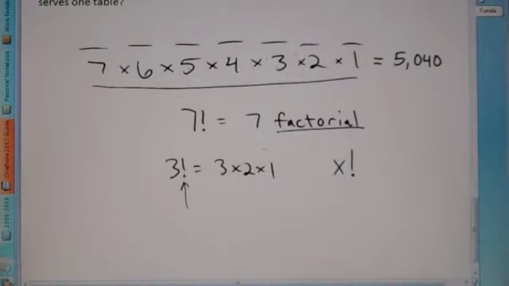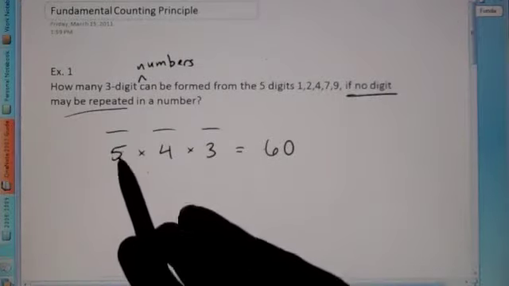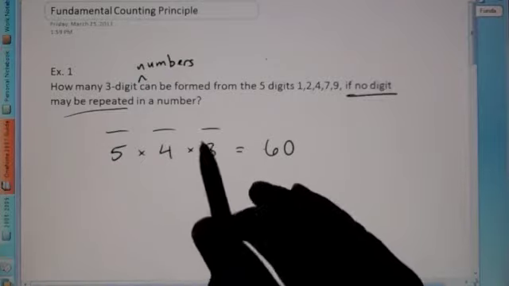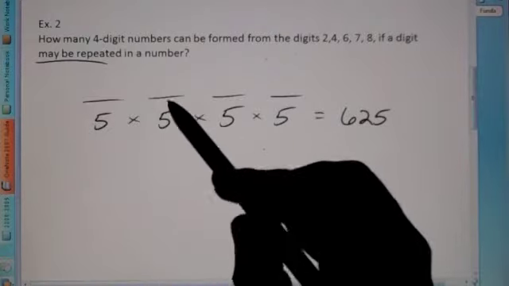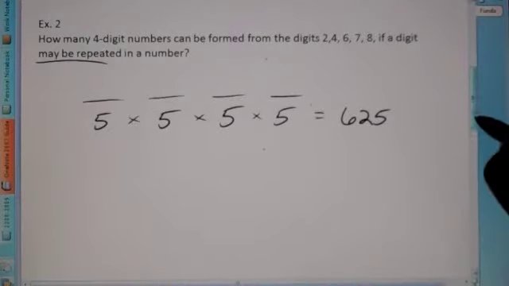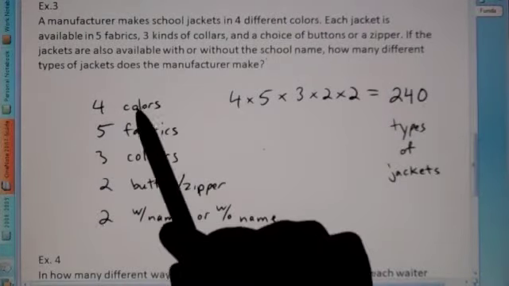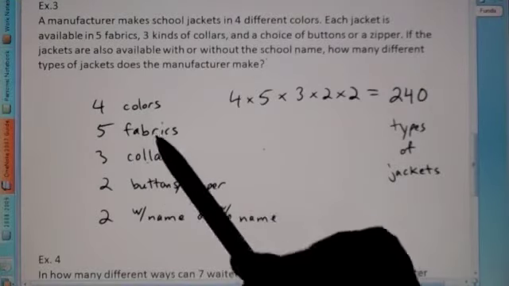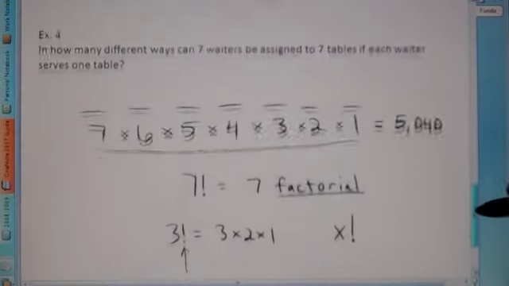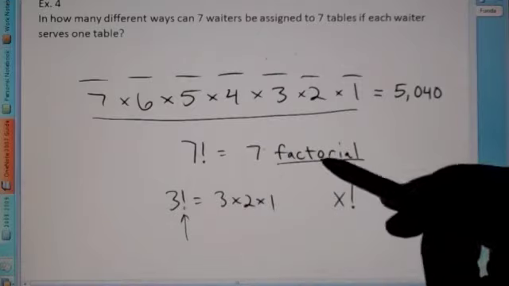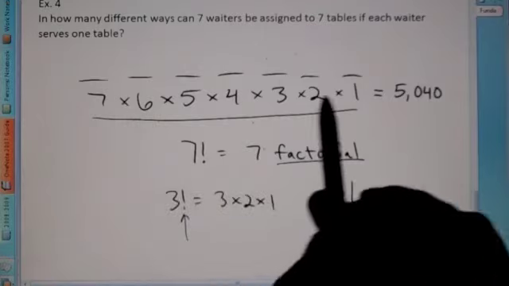And this is the fundamental counting principle. If it doesn't get repeated, we start off with 5 options, 4 options, and 3 options. If it can be repeated, there are 5 options for the first, still 5 for the second, 5 for the third, and 5 for the fourth. With the jackets, we took the different options for each type, so colors, fabrics, collars, and so on, and multiplied those together to get the number of different types of jackets. And lastly, factorial means starting with the number and working your way down through the integers, multiplying them together.